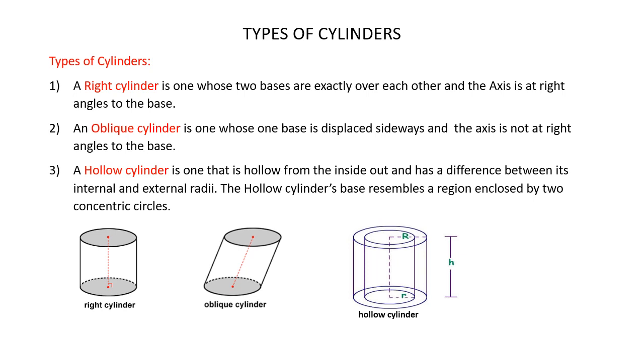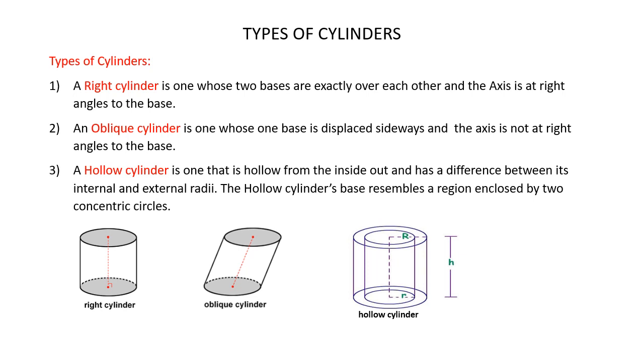Let's now learn about the types of cylinders. There are three types of cylinders: a right cylinder, an oblique cylinder, and a hollow cylinder. A right cylinder is one whose two bases are exactly over each other and the axis is at right angles to the base. This is a right cylinder, and as you can see here, the two bases are exactly over each other and the axis is at right angles to the base.